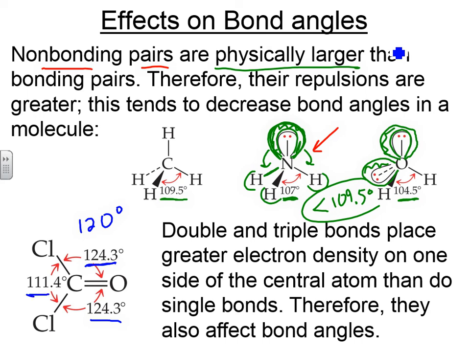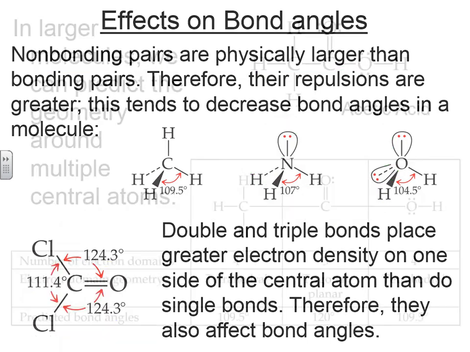Now, you don't have to know exactly the numbers, but if I were to ask for this bond angle, for example, you could say that's less than 120. If I were to ask for this bond angle, you could say that is greater than 120 degrees. And the same thing happens then with double bonds and triple bonds. Okay, so make sure you understand bond angles. We're going to move on to another concept here.